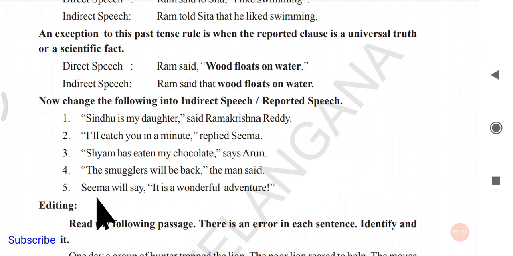Okay, next, Seema will say it is a wonderful adventure. Okay, so how do you change it? So Seema will say that it is a wonderful adventure. There you need not change anything here. Okay, because it is in the future. So of course that will also be considered as the present, according to grammar. So Seema will say that it is a wonderful adventure. That's it. You need not change anything. Just remove the inverted commas and the comma here.